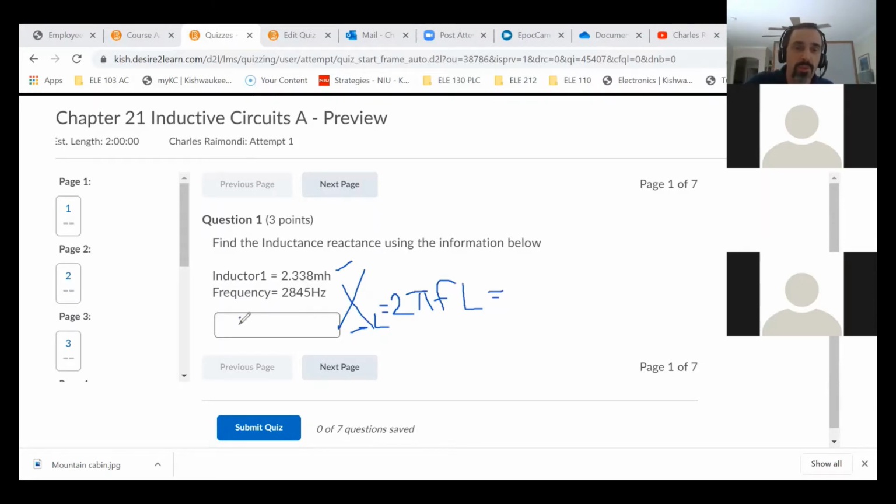41.79. I do believe that is Casey. Is that correct? And that is in ohms. There you go, and I agree with you on that. I got it memorized from this morning. 2 pi.